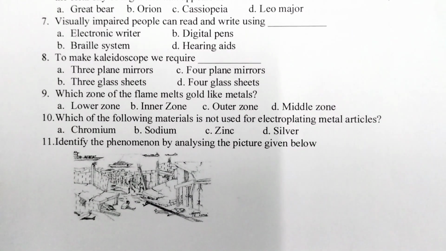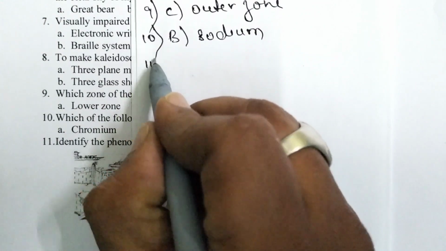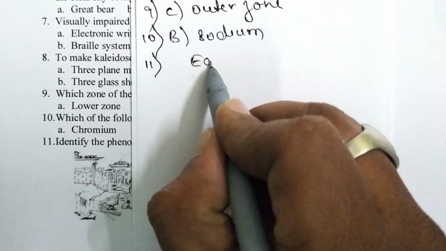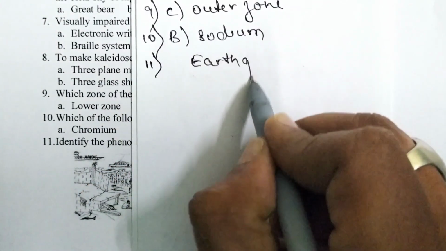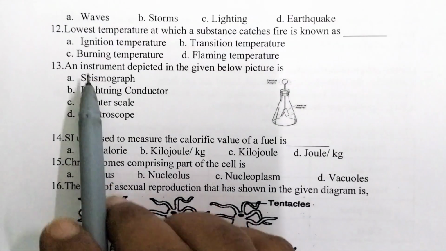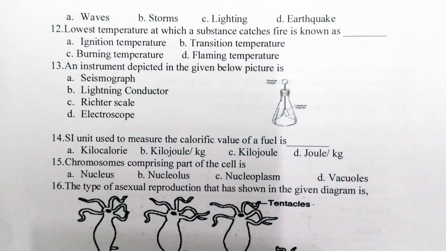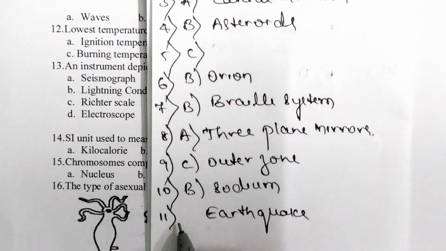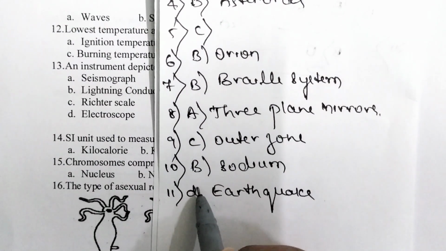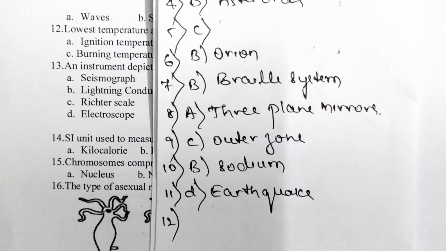So it is the damage done by an earthquake. So for the 11th question, the answer is earthquake. Now let us see which is the option. Here waves, storms, lightning and earthquake are given. The answer I have already written, but I have not written the option. That is option D, earthquake, is the right answer.